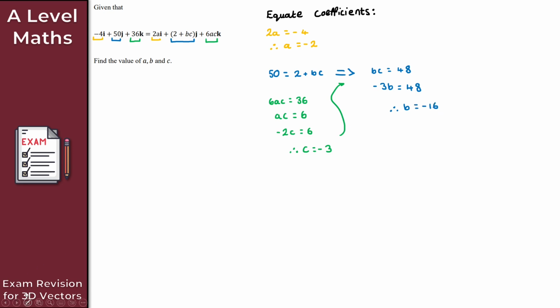Okay, so to finish with then, let's just state the values of a, b, and c here. Therefore, a is equal to -2. b here, as we've just evaluated, is -16. And then finally, c here is -3. Okay, so hopefully nice and straightforward there just to get us started. That gives us the solution to question 1.